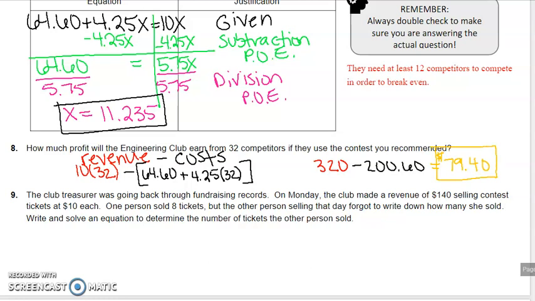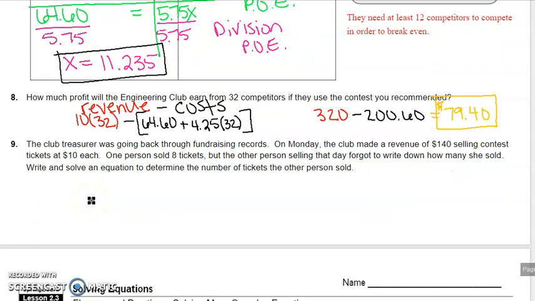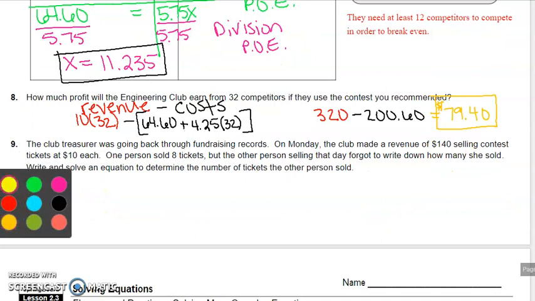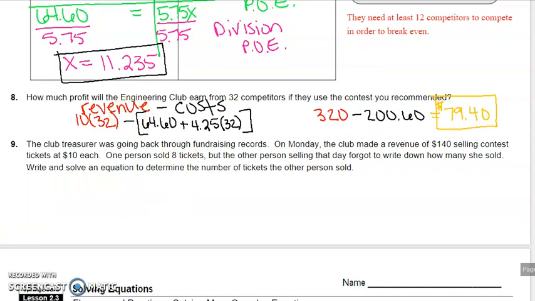All right, number 9, the club treasurer was going back through fundraising records on Monday. The club made a revenue of $140. So this is just the revenue. Remember, the revenue, guys, you have to kind of try to pause and think about what they're really telling you here. The revenue is found by doing this 10 times 32 here. So try to keep that in mind.